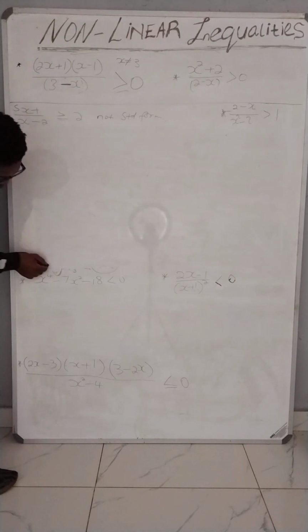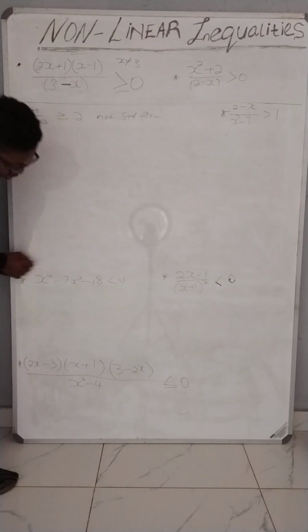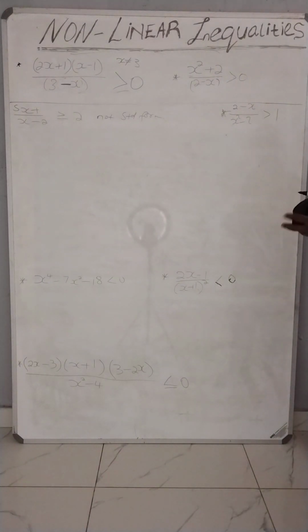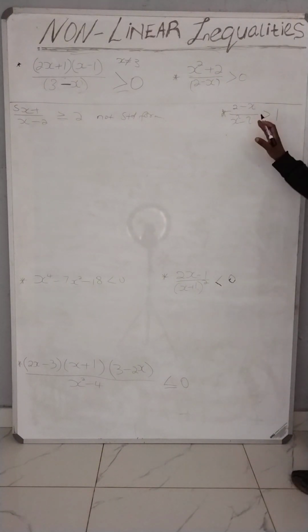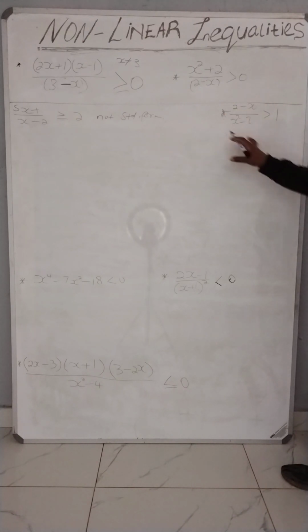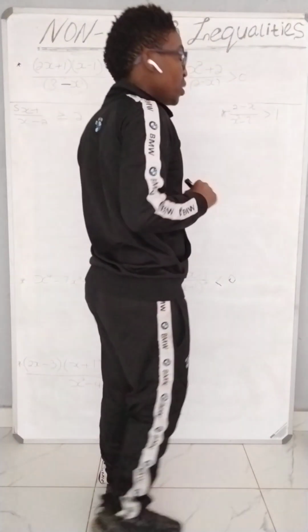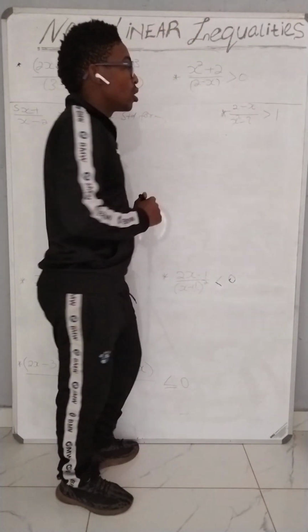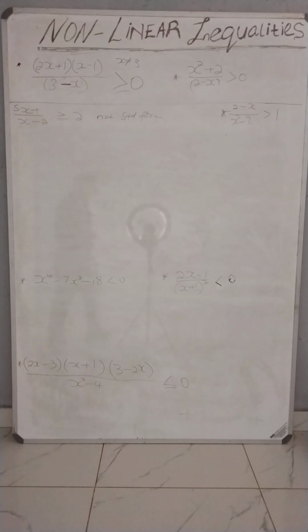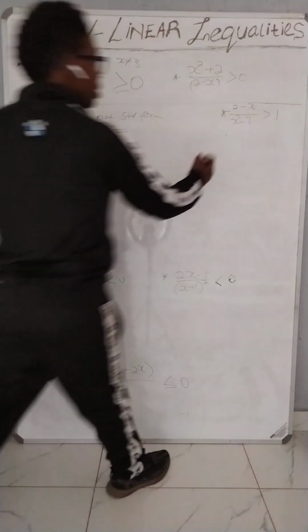So we are almost there, guys. In this video, we are just punching out inequalities. So we are on the fourth one now, which is this one. They say this expression must be bigger than 1. Like I explained before, if the expression is not in standard form, the first thing that you must do is put it in standard form. You have 2 minus x over x squared minus 2 is greater than 1. So the first thing that we're going to do is put it in standard form.